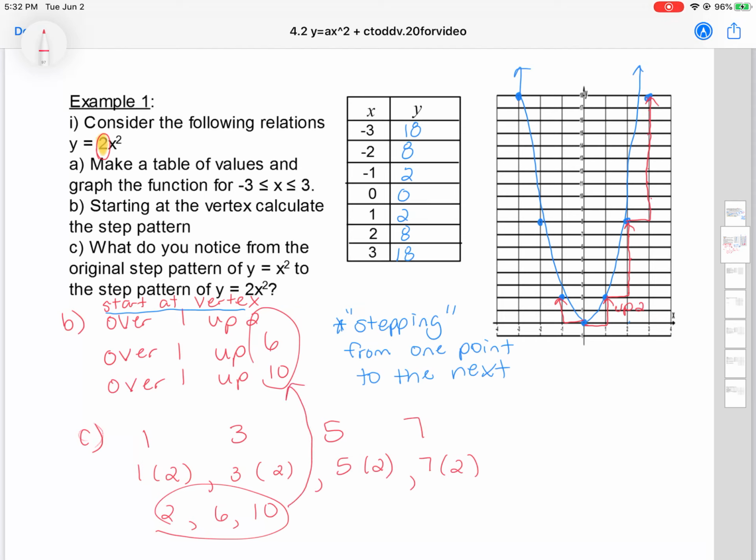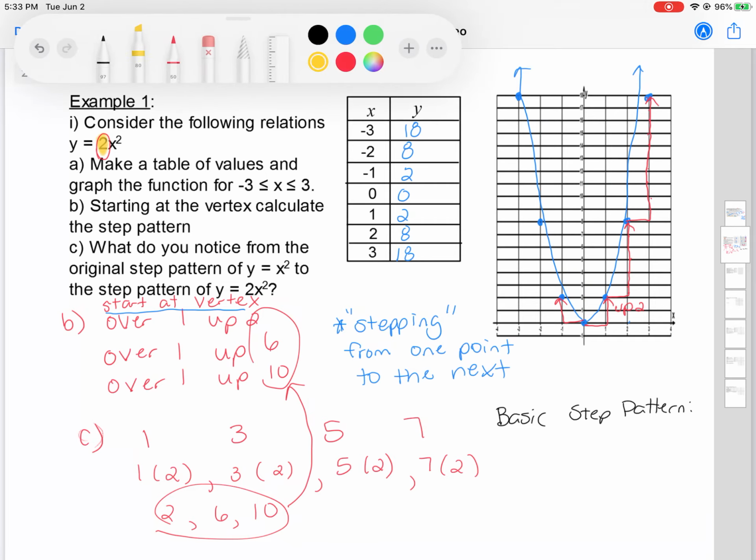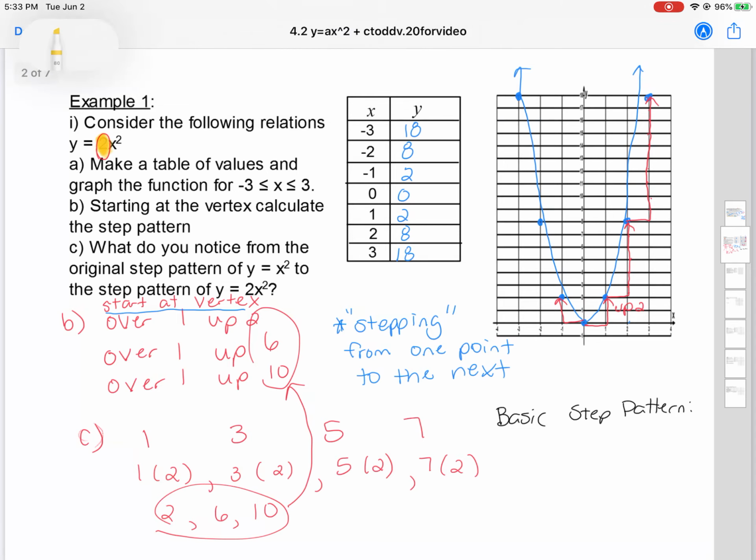Okay, so the step pattern has been changed. And this will work for every A value. You can manipulate the basic step pattern by the same value. And what value is it? Take a look. The A value out front here was 2. And so we multiply this step pattern by 2.